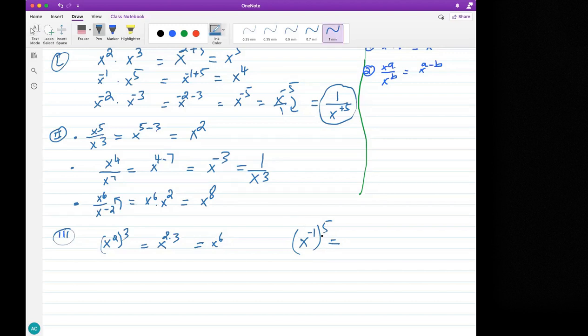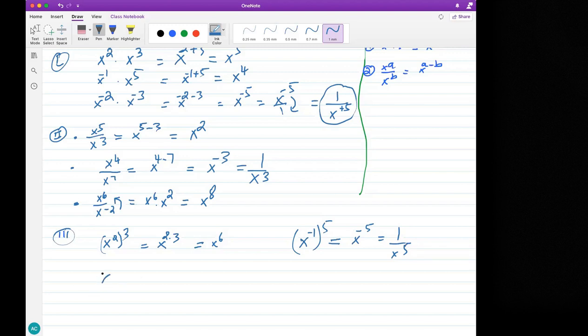Another problem here. What is this equal to? x to the power of negative 1, multiplied by 5. That's right. We times the 2, we get negative 5. But again, this one is negative. We need to make it positive. So we move it down, turns it to x to the power 5. Okay, x to the power 5.